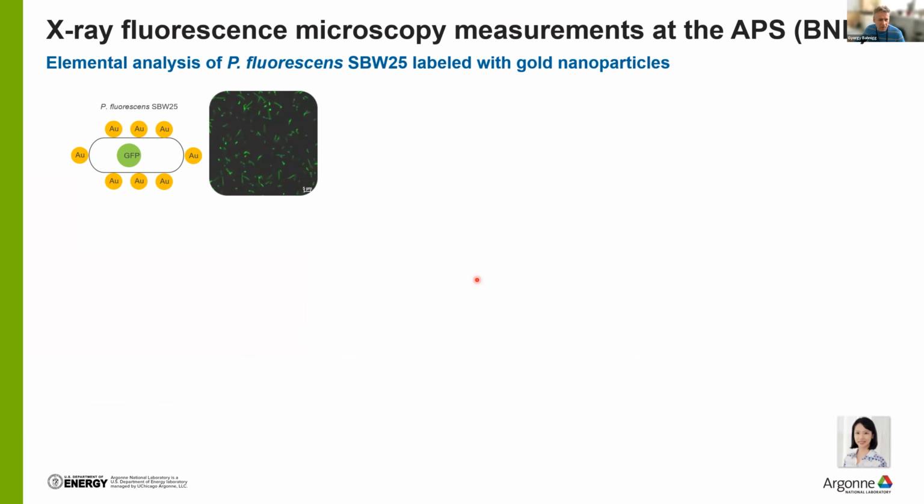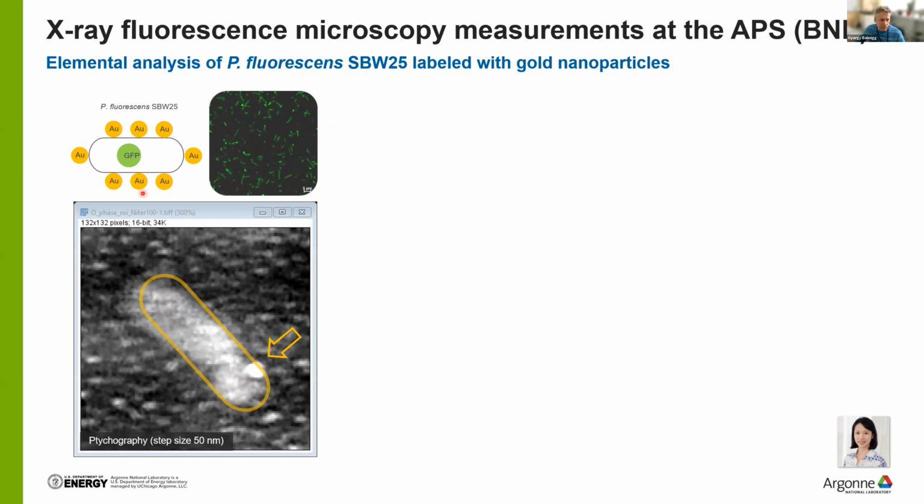So for the APS experiments, we prepared some samples for her and she was able to image these at the bionanoprobe. So we had the GFP labeled cells. So these are Pseudomonas fluorescens SBW25 cells. And we also surface labeled it with gold. And then under the confocal, we made sure that they are still viable cells.